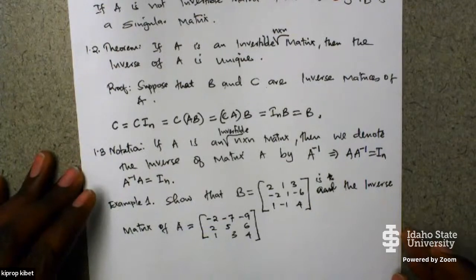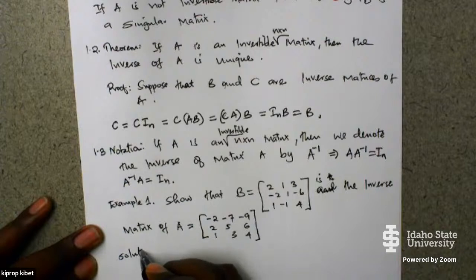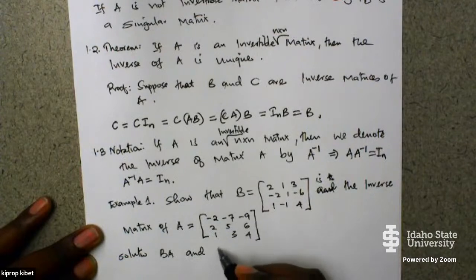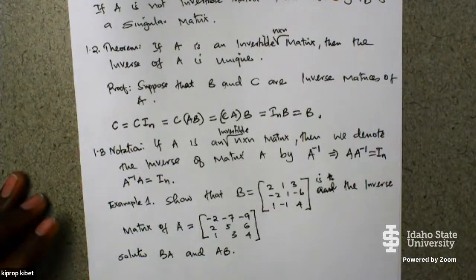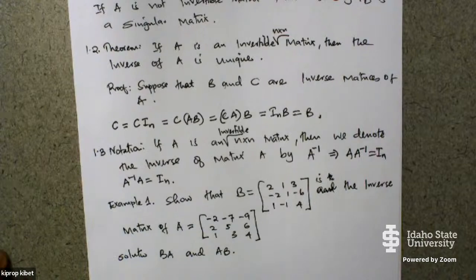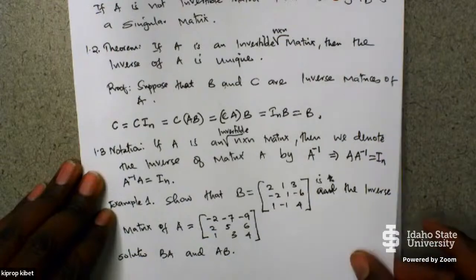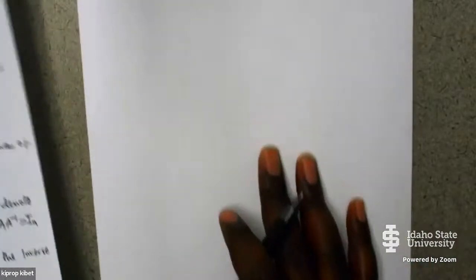So how should we show this? So what we need to do, in the solution, is to get BA and AB. We want to see whether AB and BA will give us the identity matrix. So how can we show this? We need to multiply B by A and then A by B.